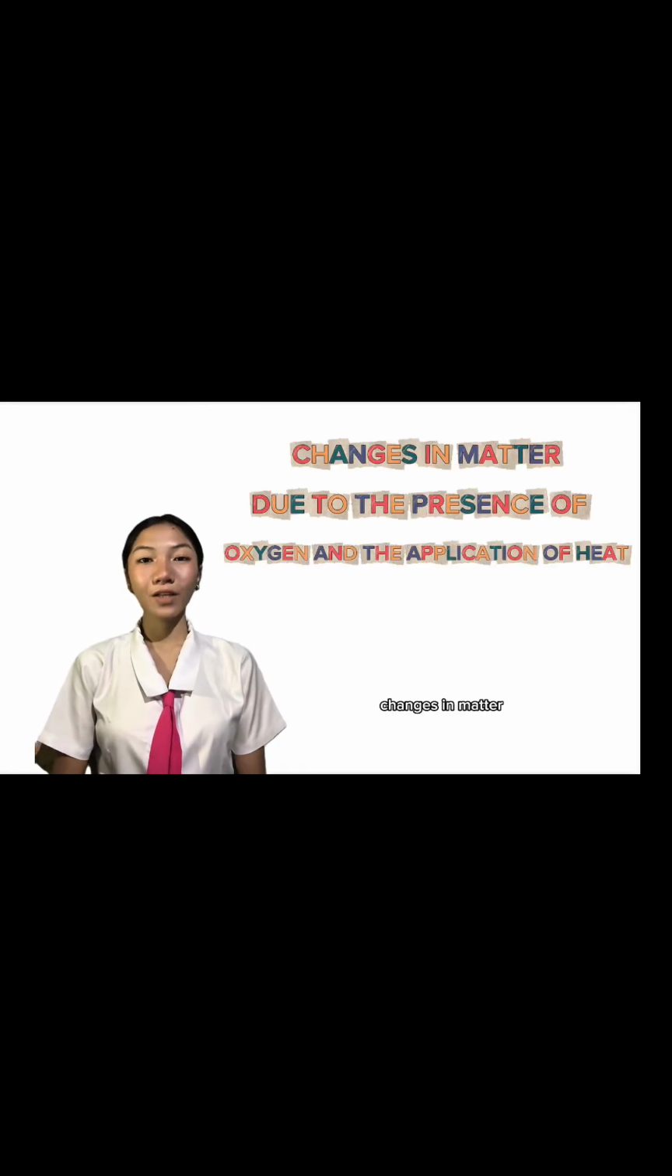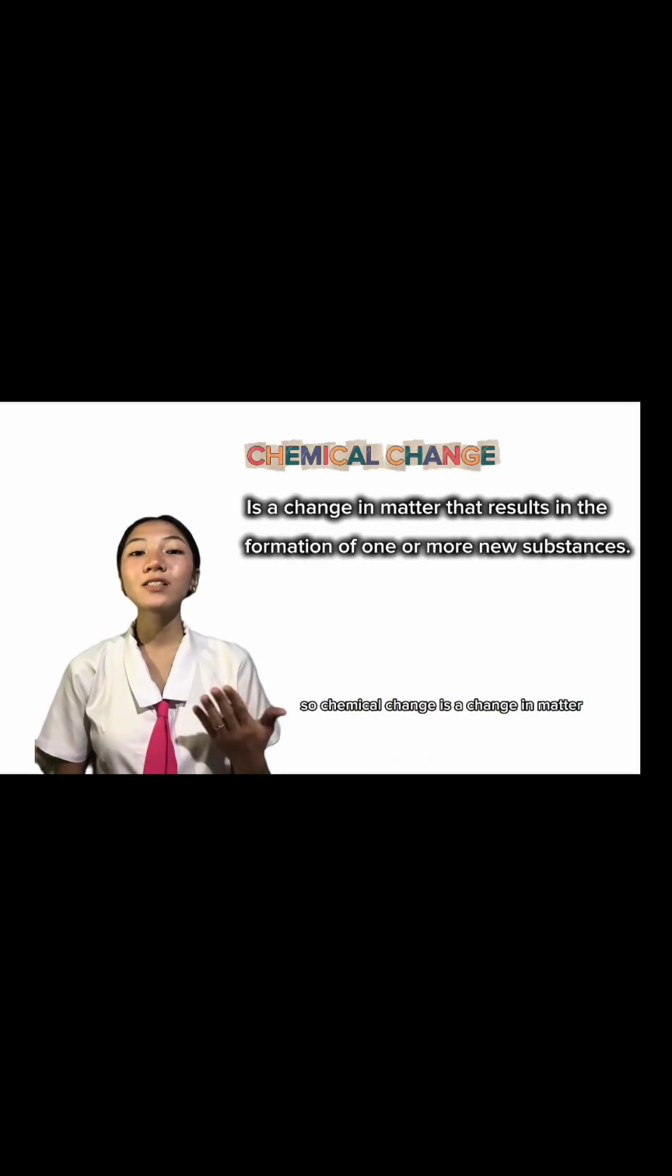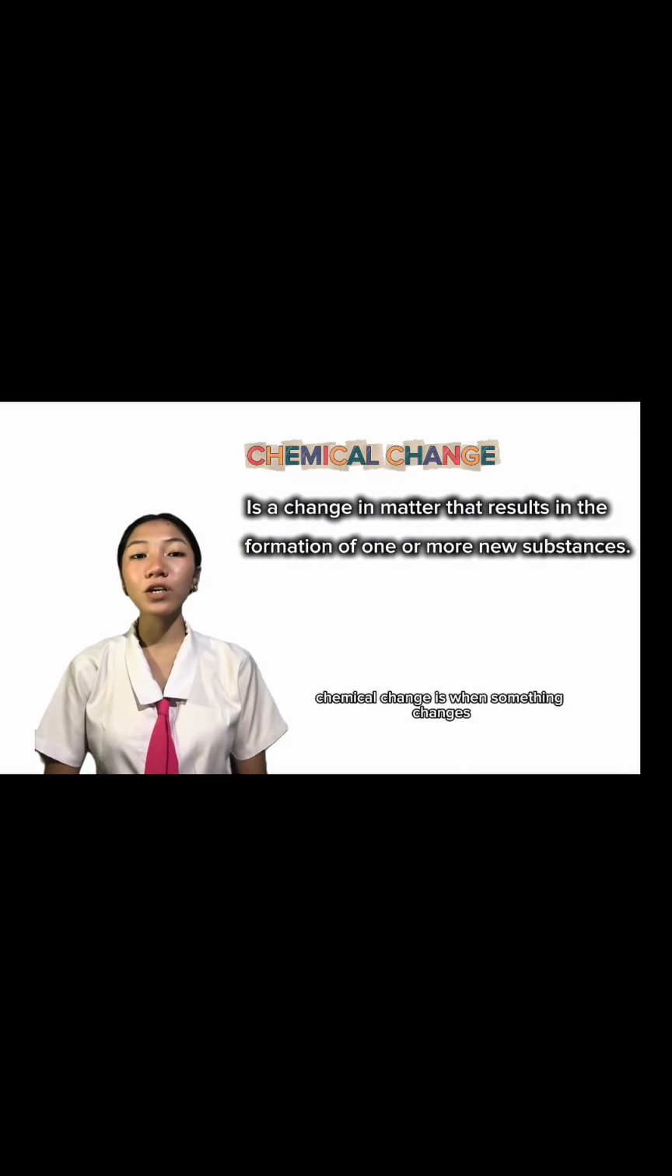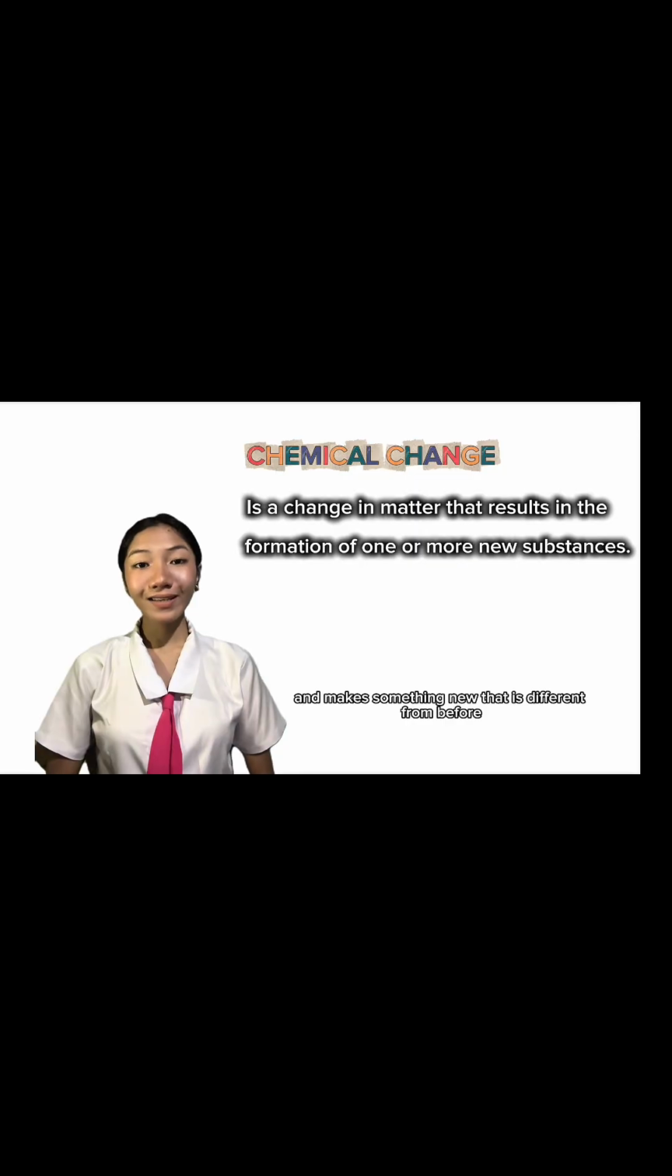Changes in matter due to the presence of oxygen and application of heat. So let's learn what will happen to the material if it is exposed to oxygen. There will be a chemical change. Chemical change is a change in matter that results in the formation of one or more new substances.